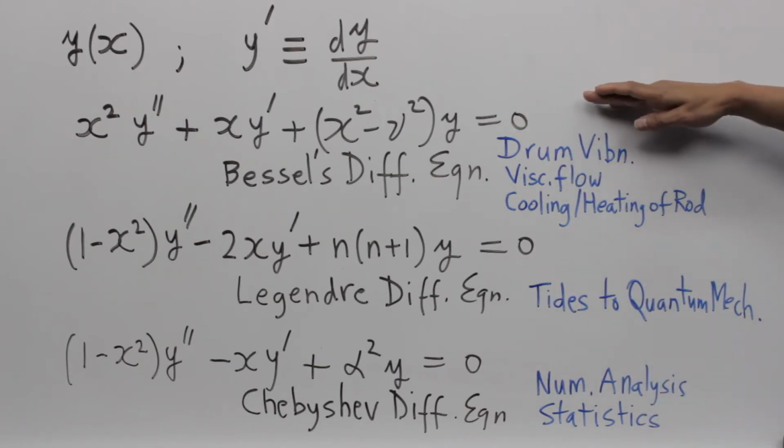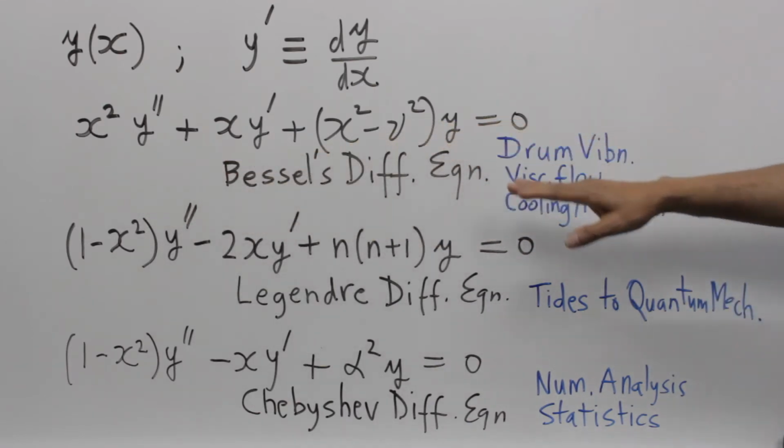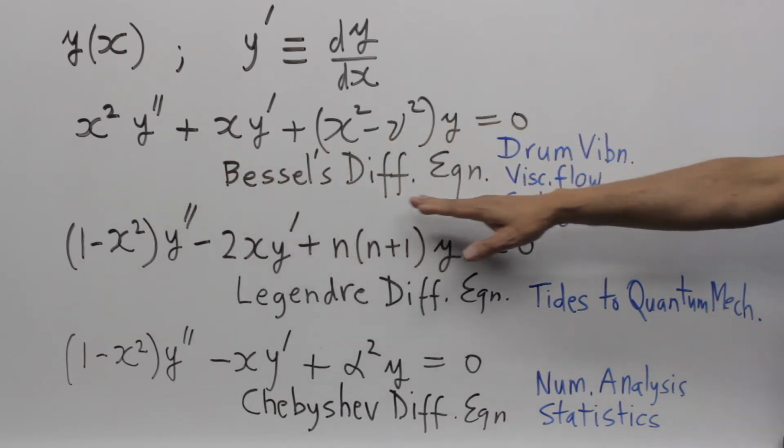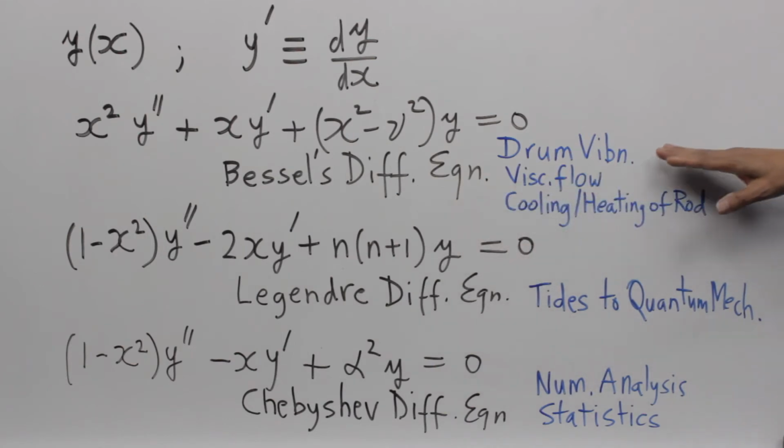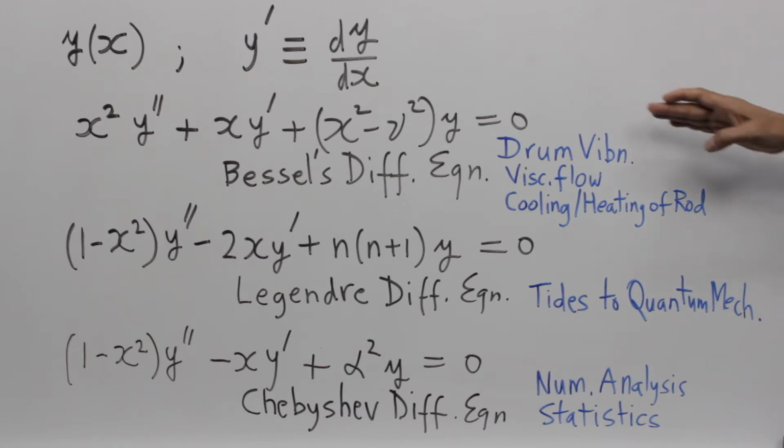All right, so we have three equations listed here. Let's take a look at each of them one at a time. This equation, a second order differential equation, is very famous, and it's called Bessel's differential equation. It arises in the context of drum vibrations, for viscous flow in a round tube, as well as for heating and cooling of a rod.